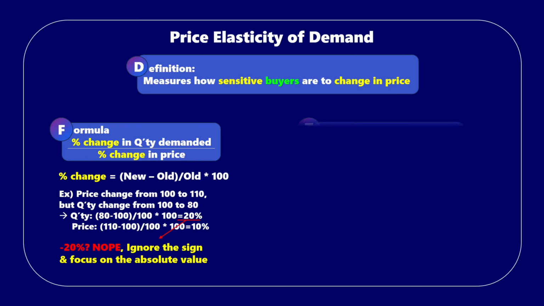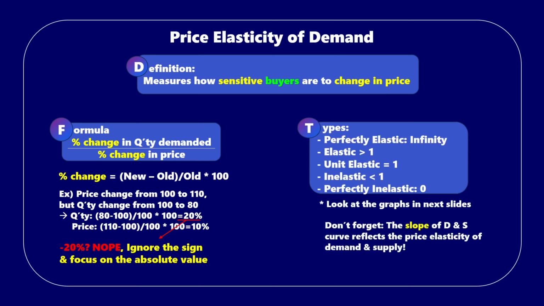And that brings us to the 5 types of elasticity you need to know. If elasticity is greater than 1, demand is elastic. If it equals 1, demand is unit elastic. If it's less than 1, demand is inelastic. At the extremes, perfectly elastic demand has an elasticity of infinity, and perfectly inelastic demand has an elasticity of 0. One last thing to remember as we move forward: the slope of the demand curve reflects elasticity. Flatter curves are more elastic, and steeper curves are more inelastic.